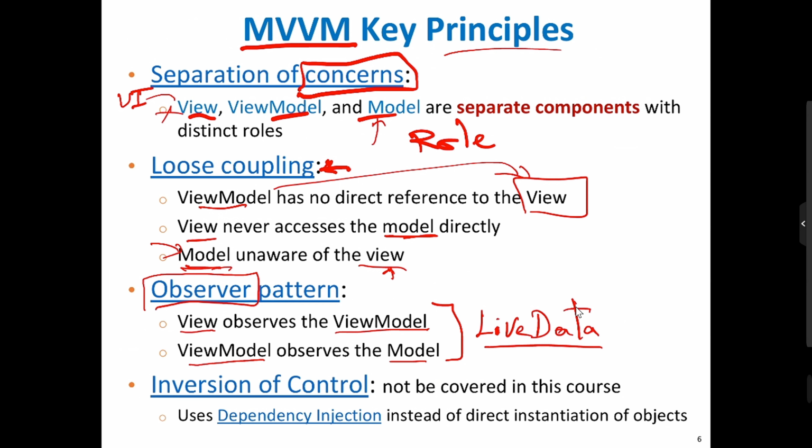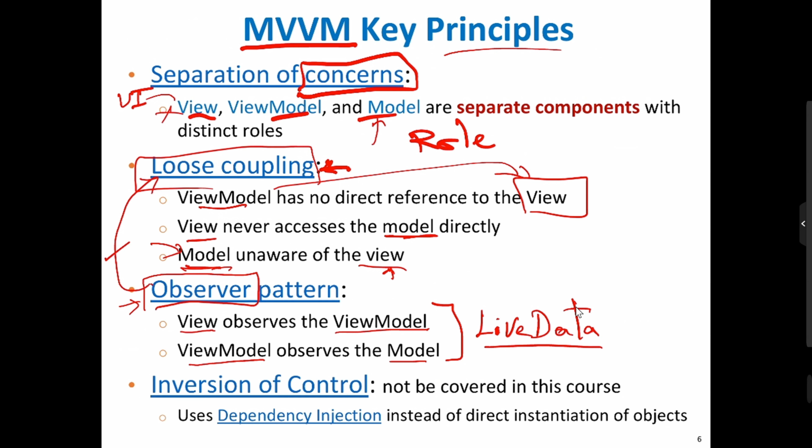So MVVM heavily relies on the observer pattern to keep the view synchronized with the view model, and to keep the view model synchronized with the model. The observer pattern also enables us to achieve this loose coupling. And I will explain this more through an example shortly.